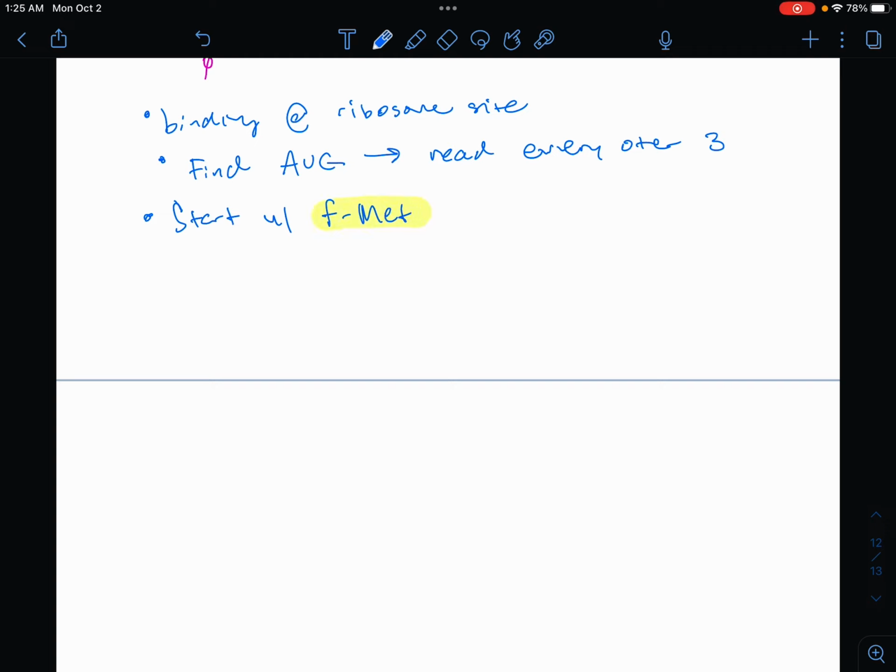This is a different form of methionine. That part in the molecule here will be removed. So this version of methionine will be removed once the peptide is finished.